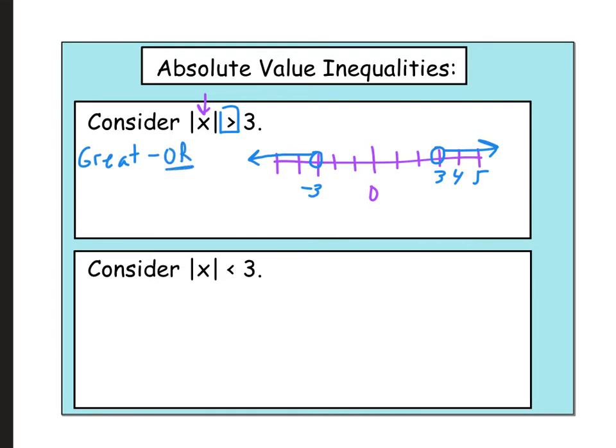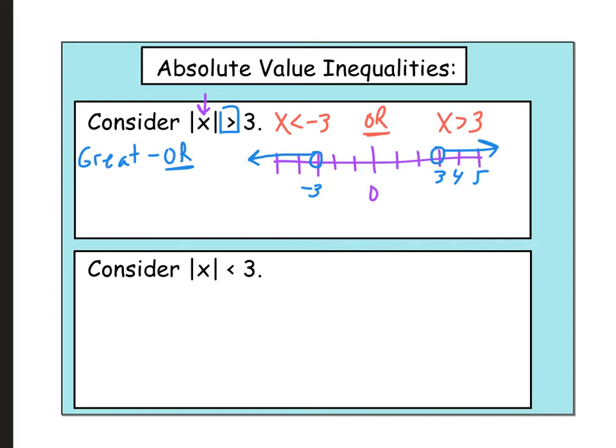Okay, there's going to be 2 intervals of solutions. Over here on the right, we have all the numbers that are greater than 3. Over here on the left, we have all the numbers that are less than negative 3. And it's going to be an or situation because you could be greater than 3, or the solutions could be anything less than negative 3.